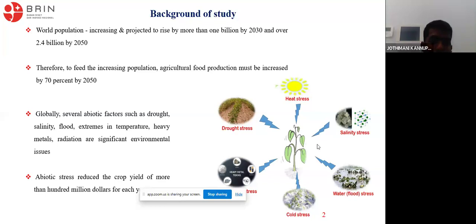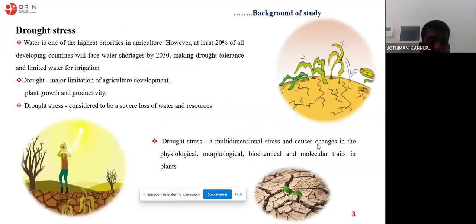In our effort to boost food production, we face numerous challenges such as salinity, flood, extreme temperature, heavy metal, radiation, or other significant environmental issues. Understanding and mitigating the stress factors is crucial for enhancing crop yield and ensuring food security. Water is one of the highest priorities in agriculture. However, at least 20% of all developing countries will face water shortage by year of 2030.